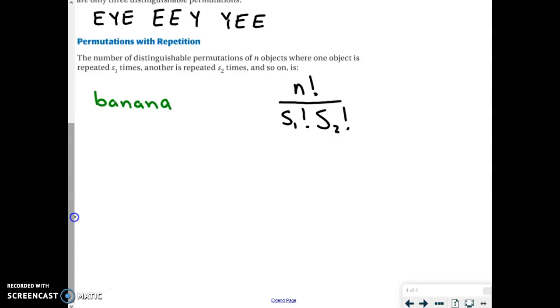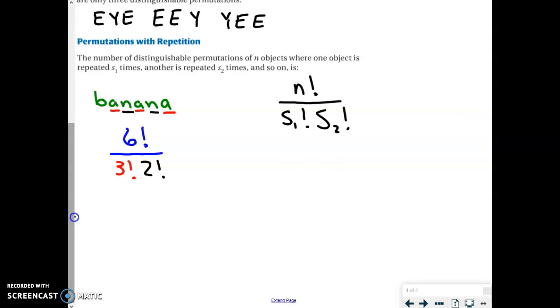If we take a look at the word banana, in that we have 6 letters. So the top number would be 6 factorial because we have 6 objects. Then we are going to divide that by the number of repetitions. So in this case, we have 1, 2, 3 A's, and we have 2 N's. So what that leaves us with then, ladies and gentlemen, is a very simple problem for us to figure out.